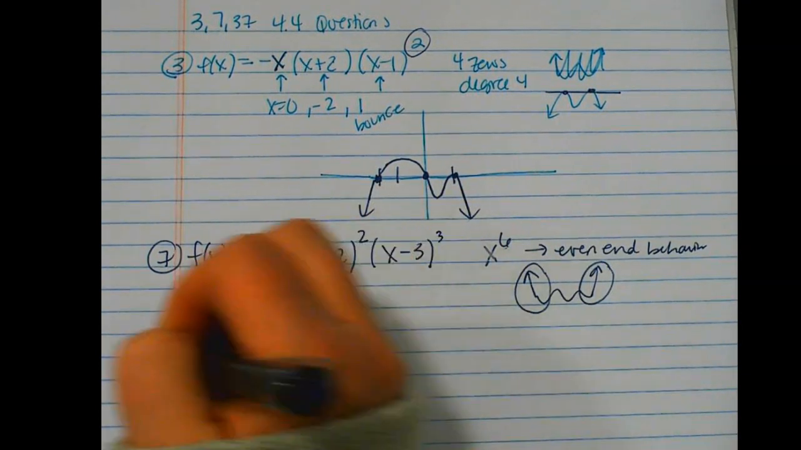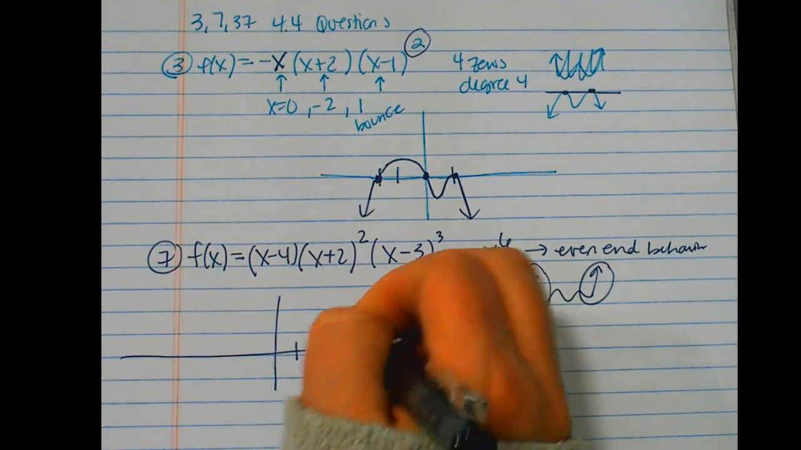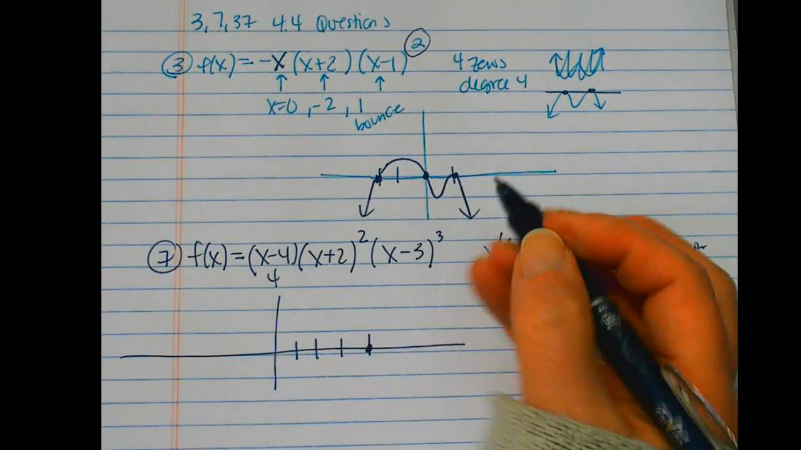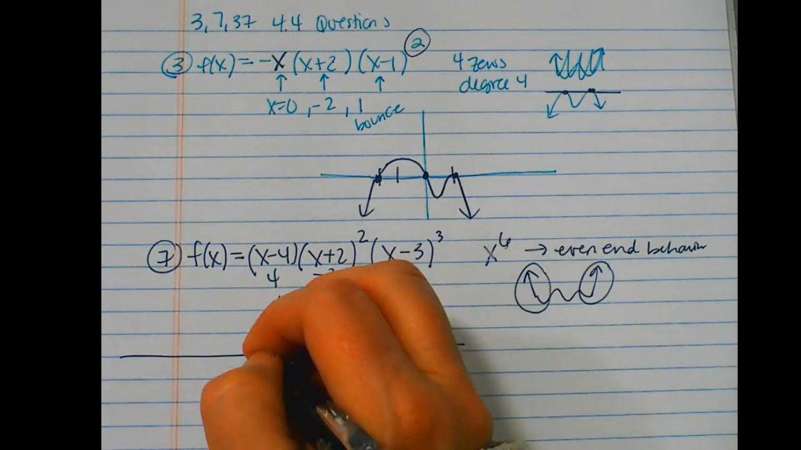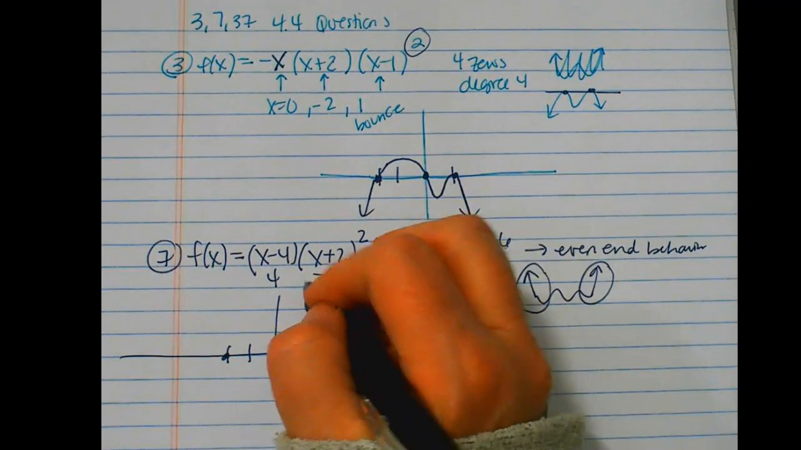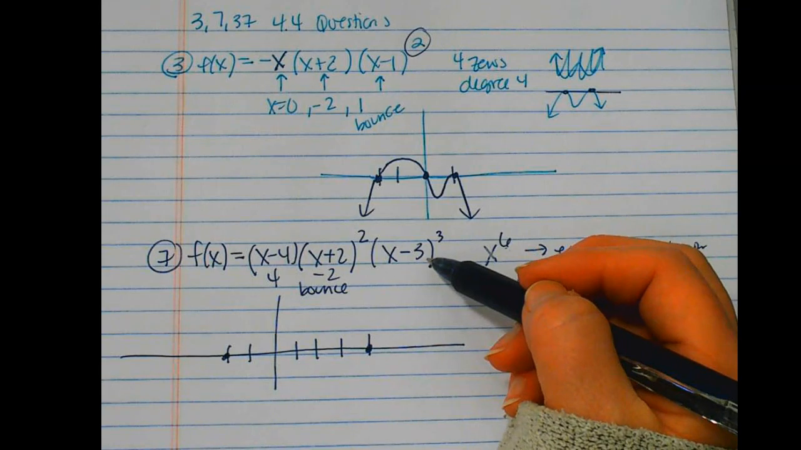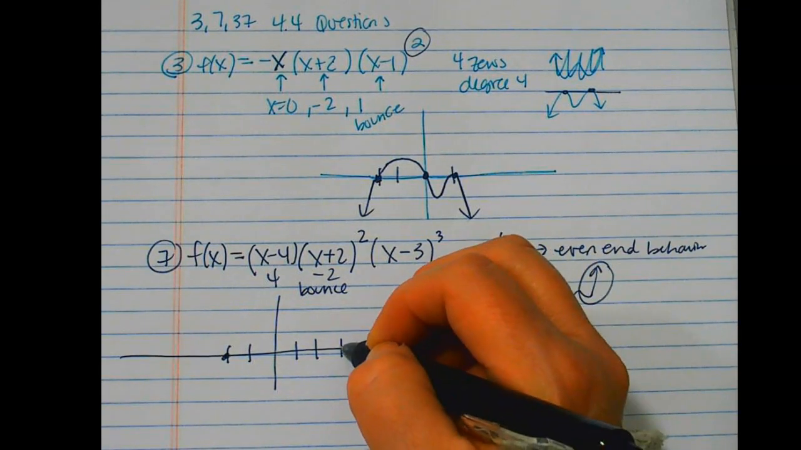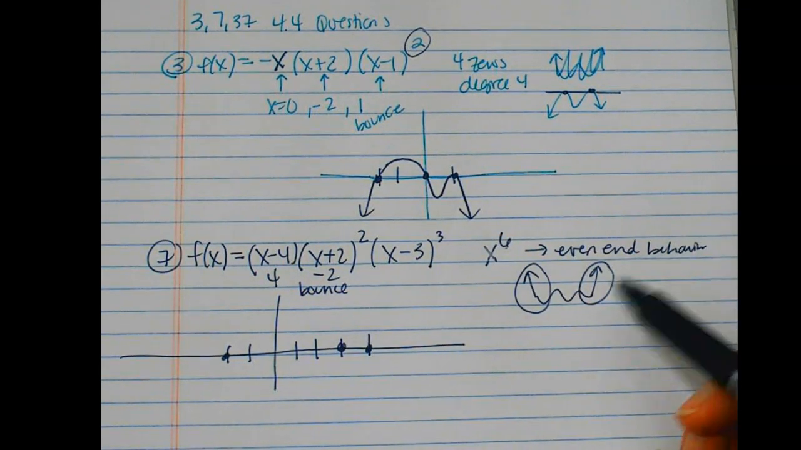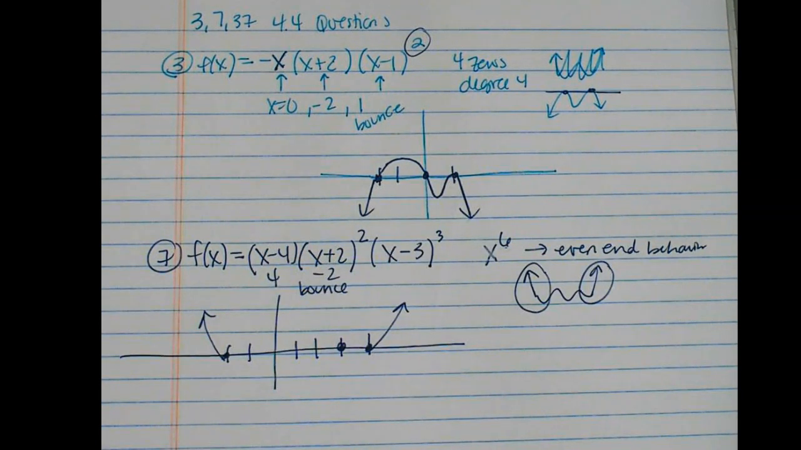And we have +4, 1, 2, 3, 4. That's this one. -2. It's going to bounce here, right? This one's going to bounce because it's squared. And then at +3, it's going to go through. So end behavior goes up. So I go to the ends and I actually make it go up. That's my end behavior.